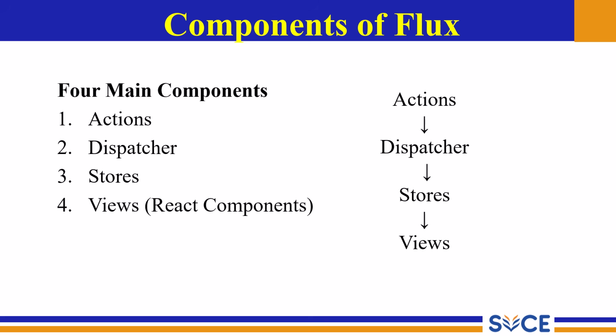Components of Flux. Flux has four major components. Let's study each one. Component 1, Actions. Actions describe what happened. Examples include add product, delete product, login user, logout user, search product. Think of an action as a message. Let's take an example. User clicked add to cart.